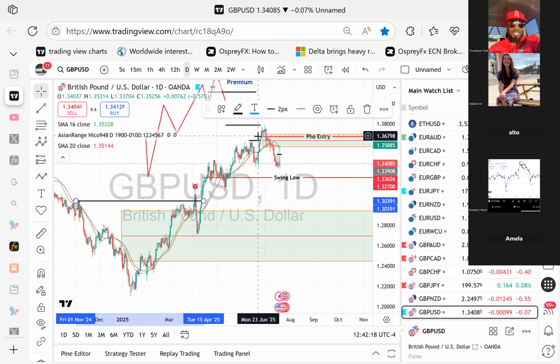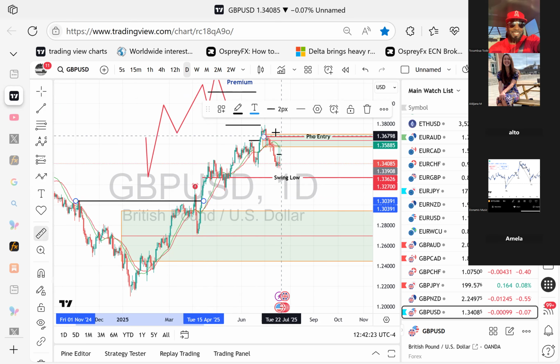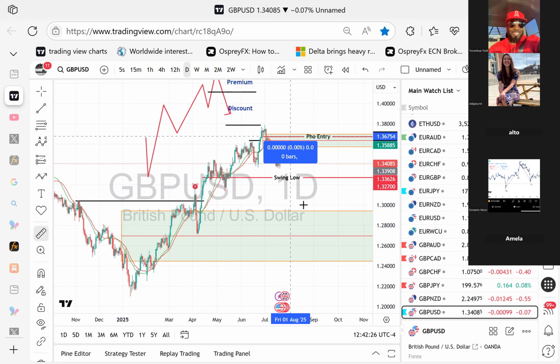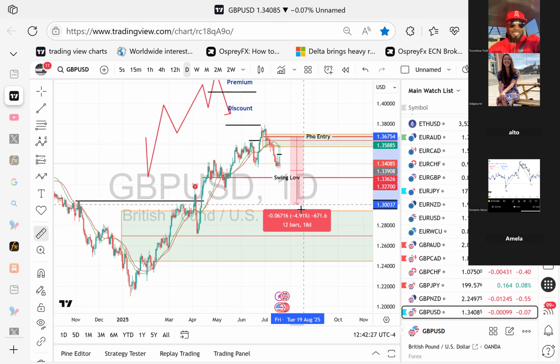So for somebody like me who sees this on this daily time frame, I knew up here where it says exposed entry that this price is coming back here. How many pips is that? That's all.